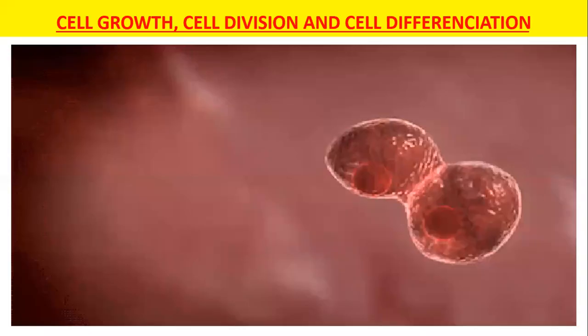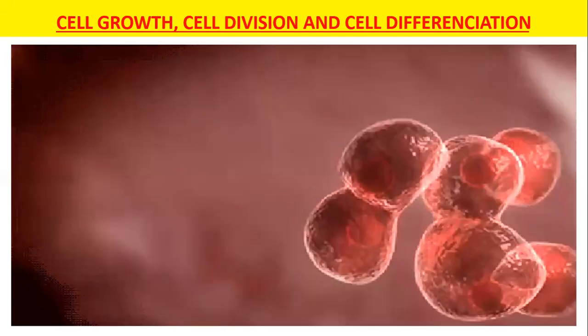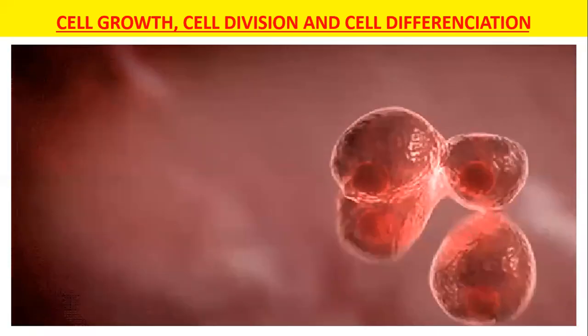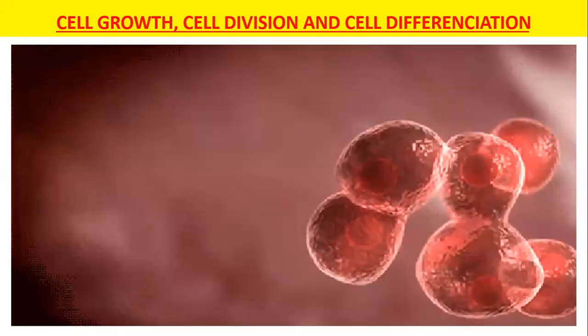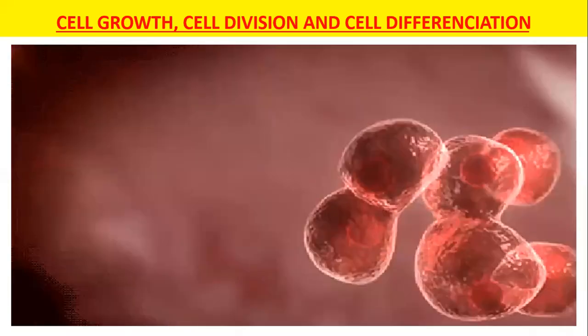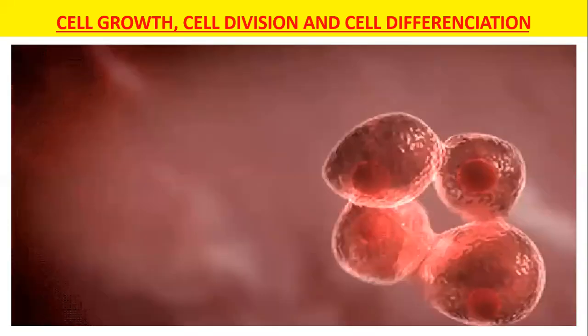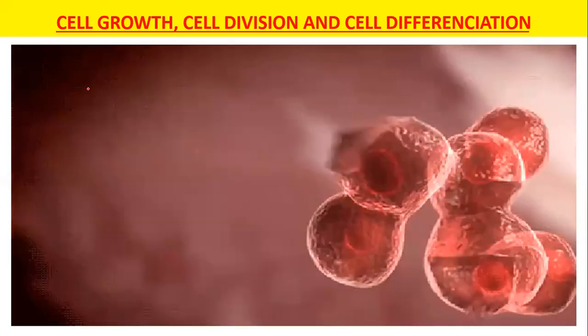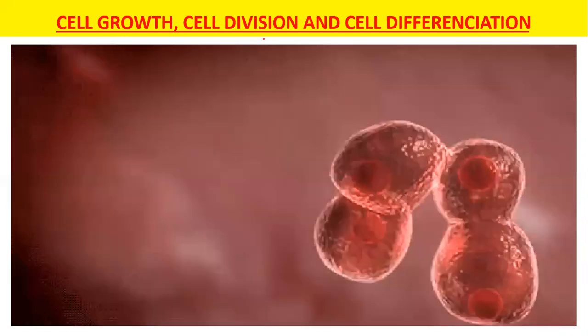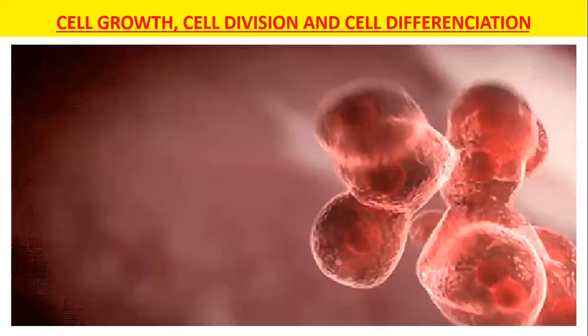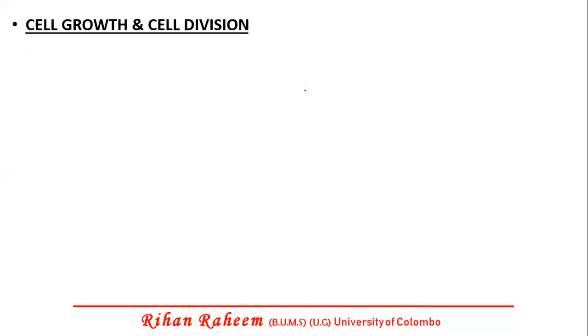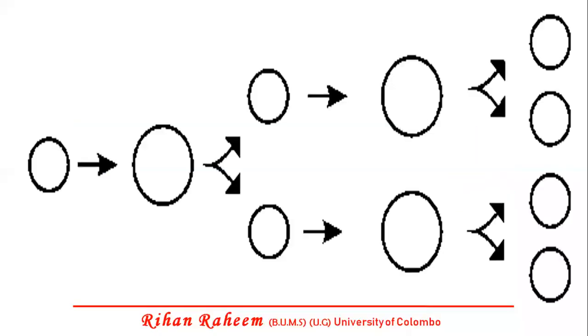So with this, you are a cell biologist. You know basics of the full cell. So I think now you feel a relaxation, no? So the next part of cell is cell growth, cell division, and cell differentiation. Okay, cell growth, cell division, and cell differentiation.